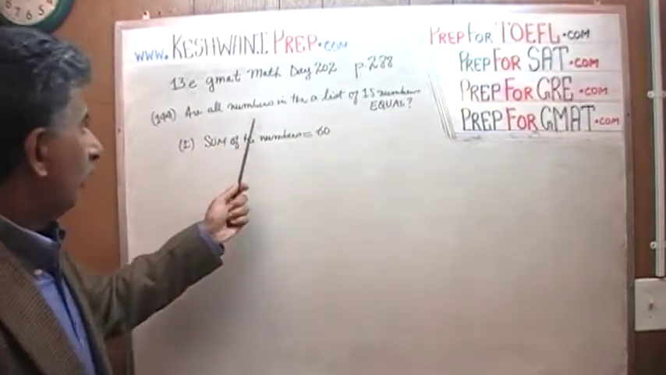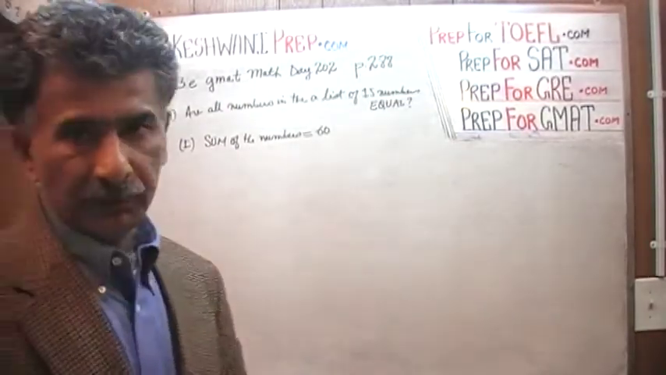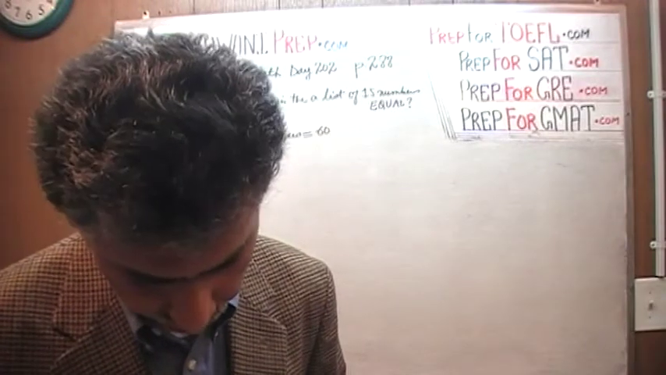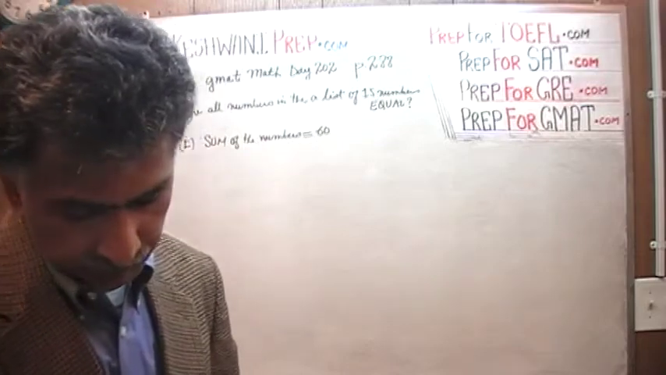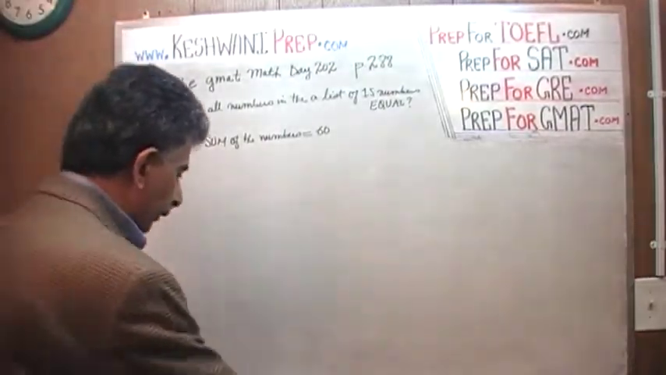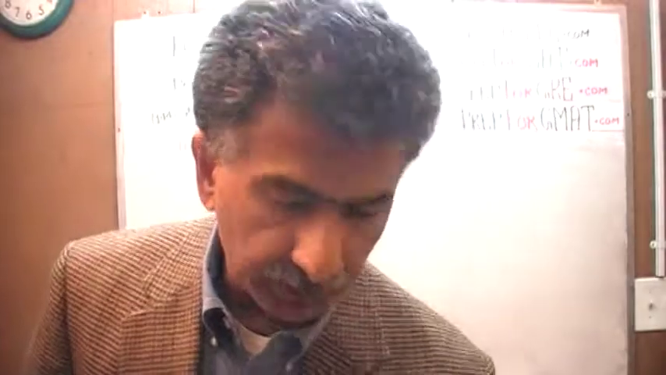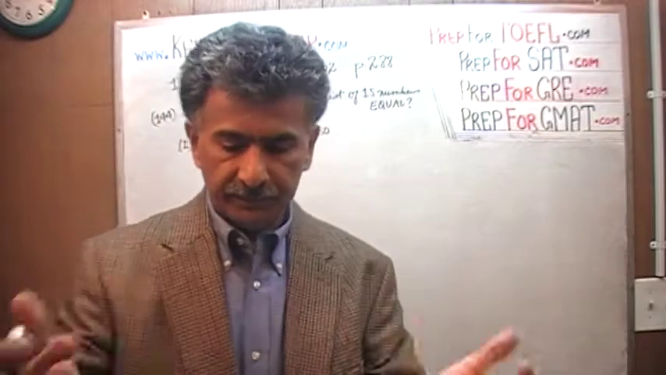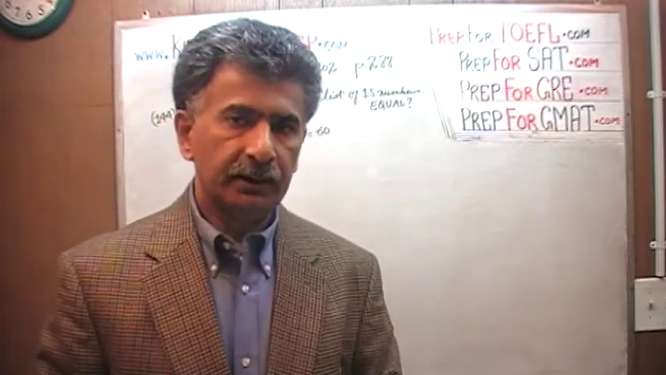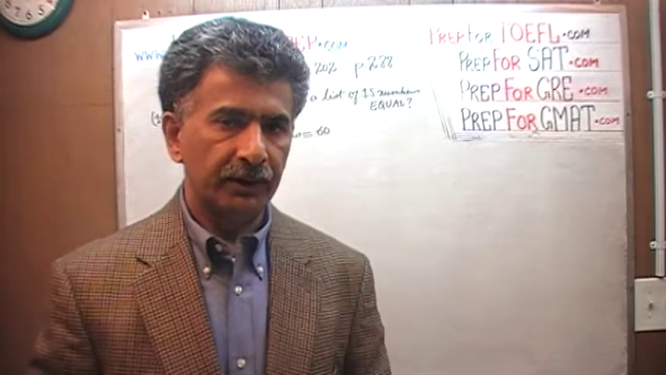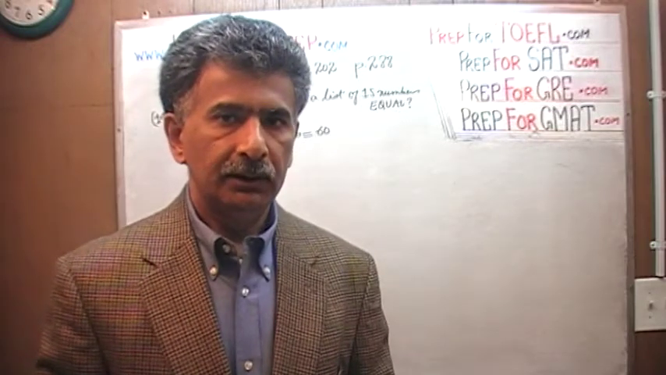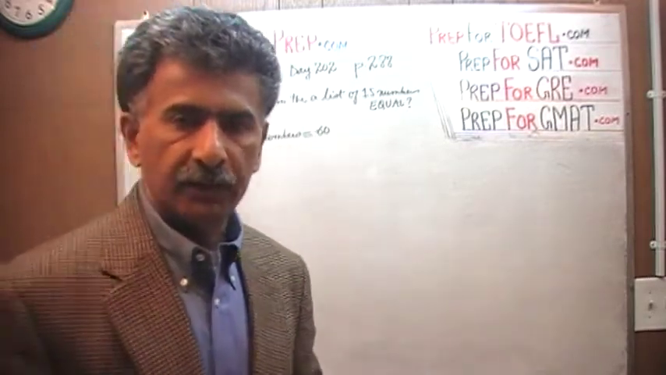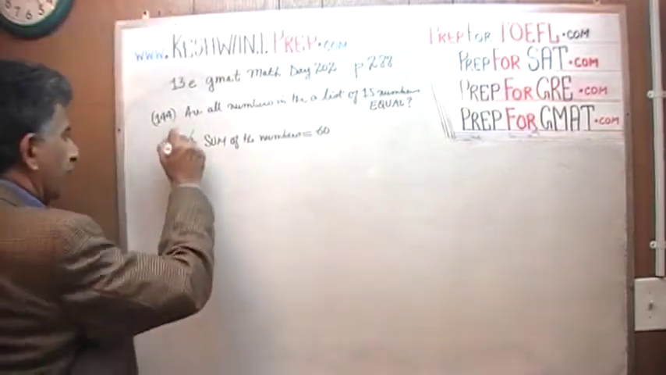It says, are all the numbers in a list of 15 numbers equal? Let's see what they tell you in the first statement on 144. It says the sum of the numbers in the list is 60. If I tell you that I have a box with numbers written on pieces of paper, and that their sum is 60, are you able to tell if all those numbers happen to be equal? Of course not. Simply knowing the sum of the numbers is not going to tell us if they are equal or not. The first statement is not sufficient.